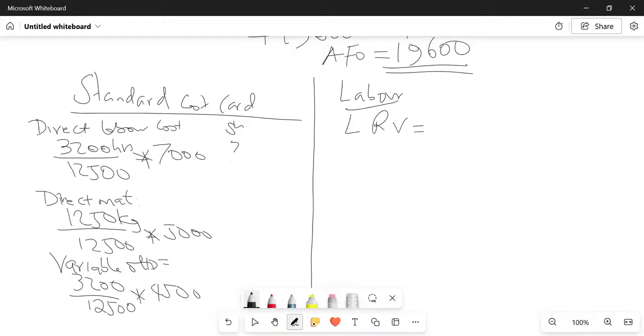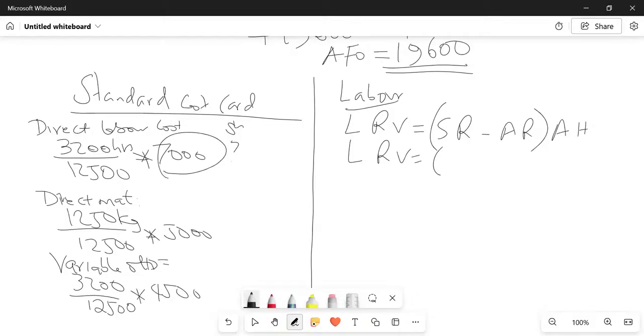Difference between how many rates? 2 rates. So we have the standard rate minus the actual rate, multiplied by actual hours, AH. So then our labor rate variance will be equal to, are you able to see the standard rate from the standard card given? This is our standard card. The standard labor rate is what per hour? 7,000.